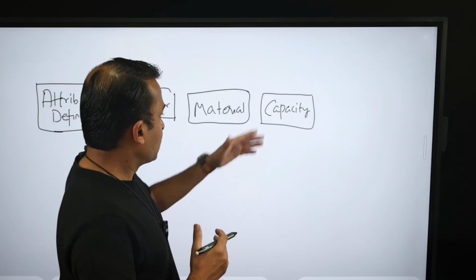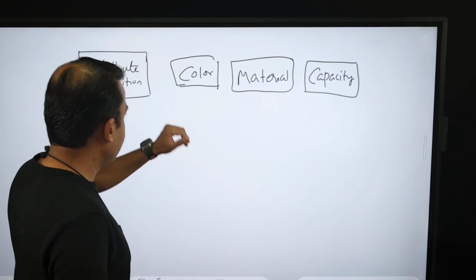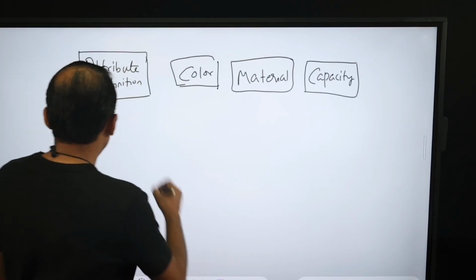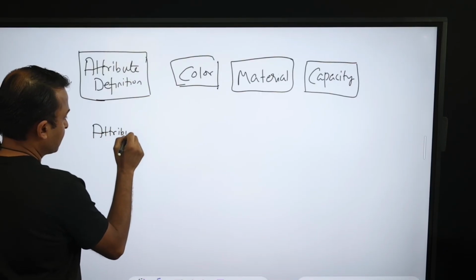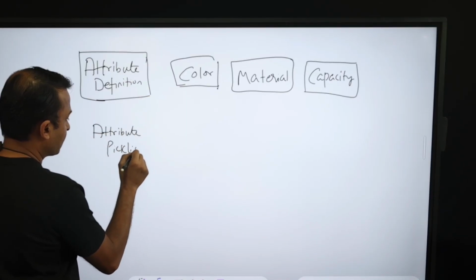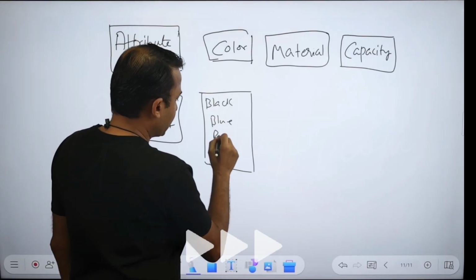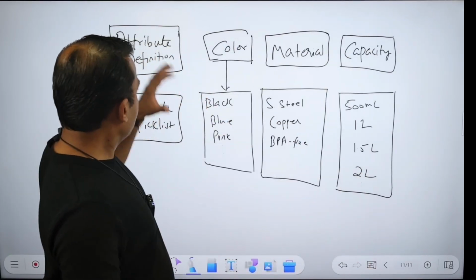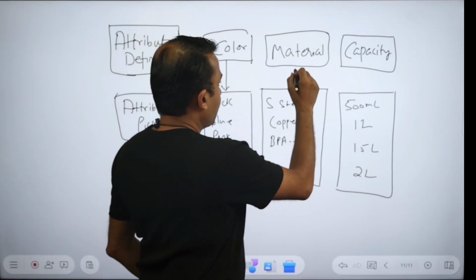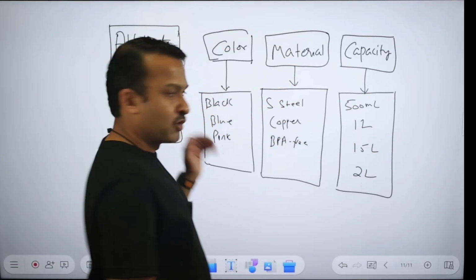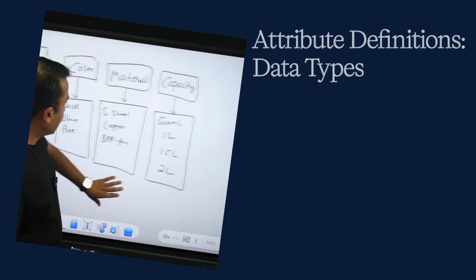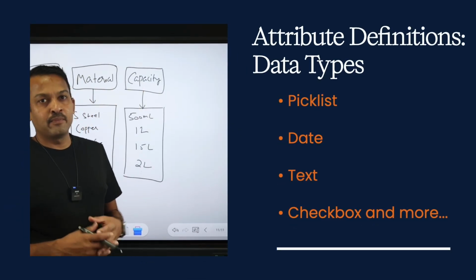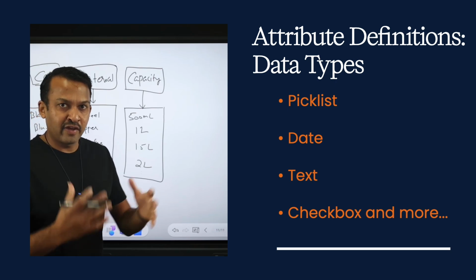Now, we also saw that most of these are pick list values, right? For example, the color here, there could be several options that could be selected. So there is an object in RCA called an attribute pick list. Okay, so each of these attributes that we define can look up to the attribute picklist values defined in the attribute picklist object. These attributes need not always be of data type picklist. There could be attribute definitions of data type date, text, checkbox, and so on.